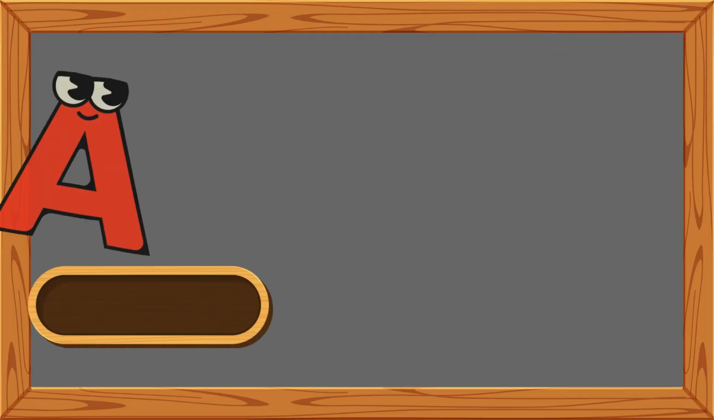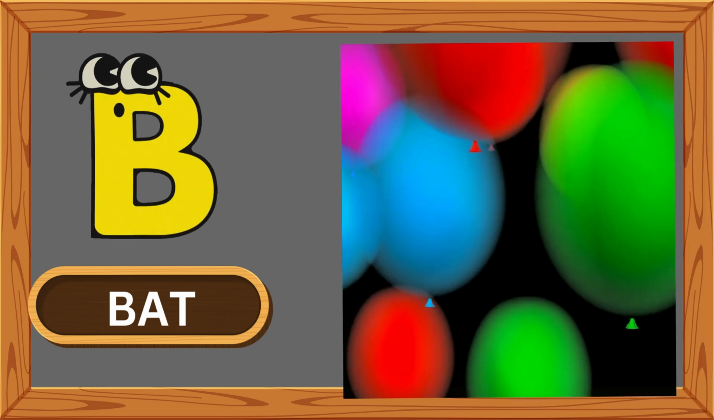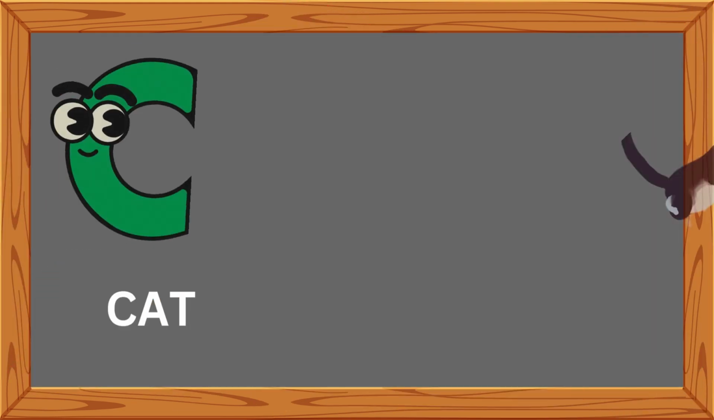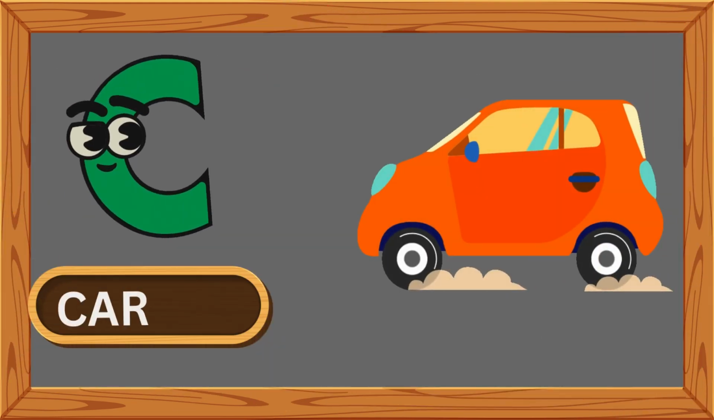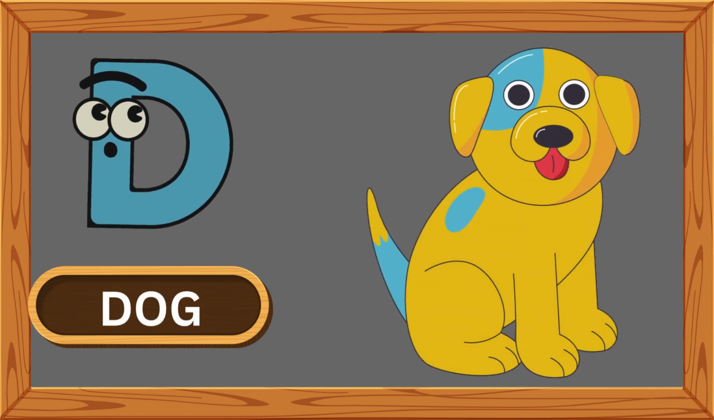A for airport, ah. B for bat, B for balloon, ba. C for cat, C for car, coo. D for dog, D.